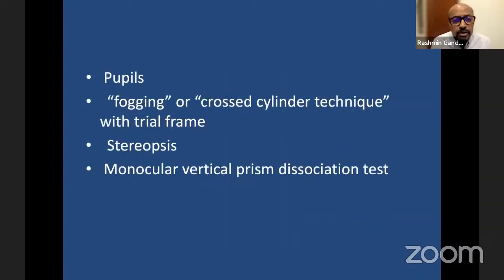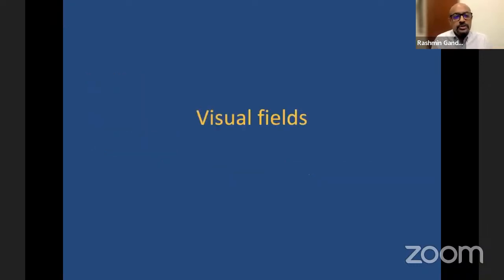The pupil again would be a good pointer in this patient, suggesting that this patient is not likely to have any optic nerve or anterior visual pathway disease. Stereopsis, the monocular vertical prism dissociation test, or fogging would again be a good help to trick these patients. So that's about vision loss, either monocular, binocular, profound, or mild. What about visual fields? There are patients who may say that they cannot see at the side, but in reality, their visual fields are normal.